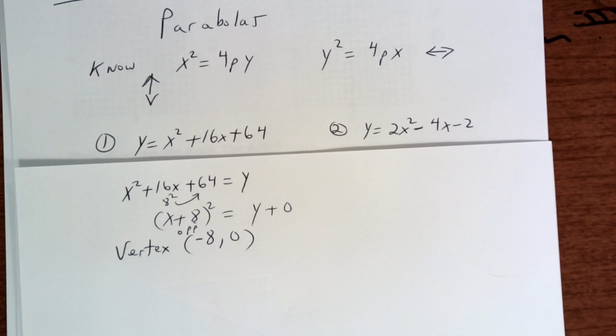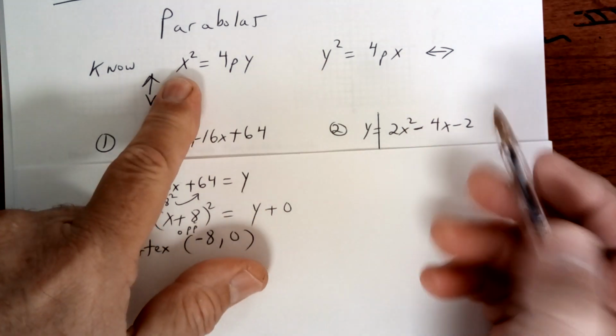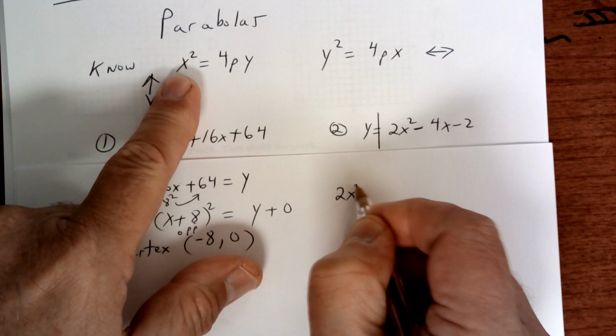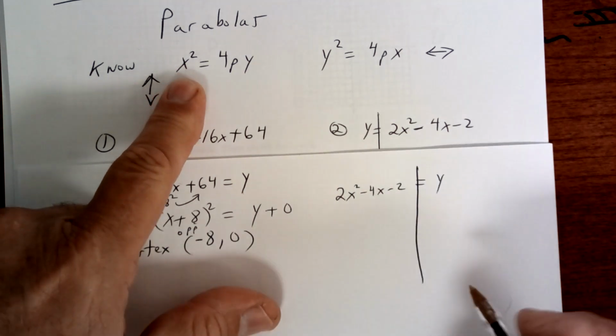Number 2. All right, again, number 2, if you look at it, it's not written in the form that I wanted it. So what I'm going to do is switch some things around here. Okay? So I'm going to switch this side like I have that. So I'm going to say 2x squared minus 4x minus 2 equals y. And I prefer to do it that way because it helps me.